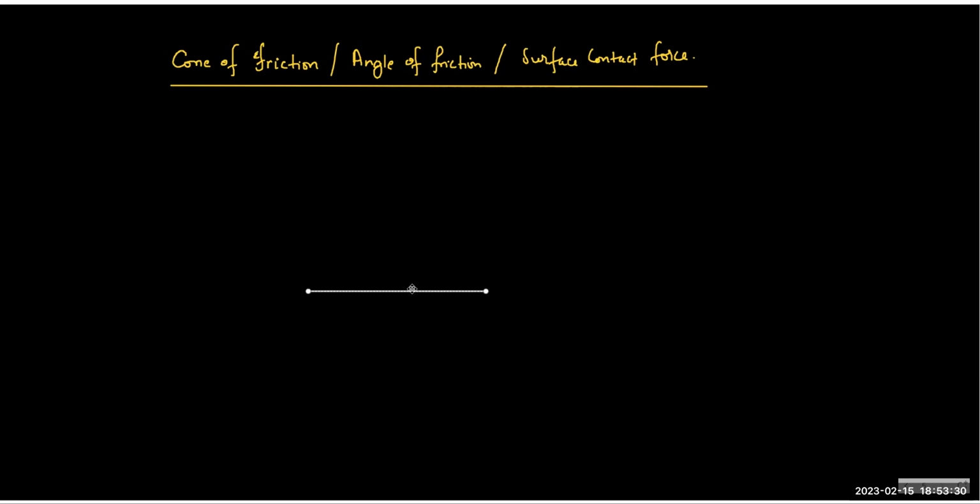Surface contact force. We know there are two types of force. In the very beginning of the laws of motion, we studied the contact and the non-contact ones. The contact force we further divide into two categories, the surface contact and the point contact. And the surface contact was further divided into two categories. Which two? How many types of surface contact force do we have in general?